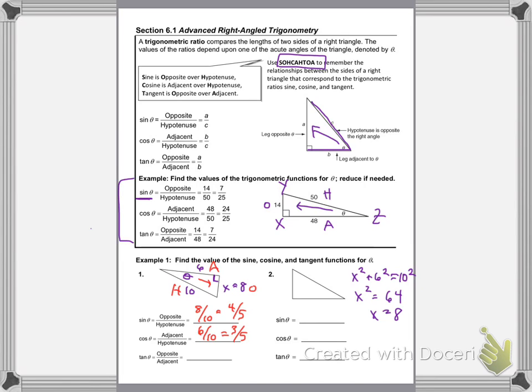And then the tangent, opposite over adjacent, that's going to be 8/6. Now, in trig ratios, don't write them as a mixed number. You always want to leave it as an improper fraction if that's what it turns out to be. So in this case, that's going to be 4/3. And again, leave it as 4/3. Okay. Now, over here on the other side, let me see, I think this is my eraser here.